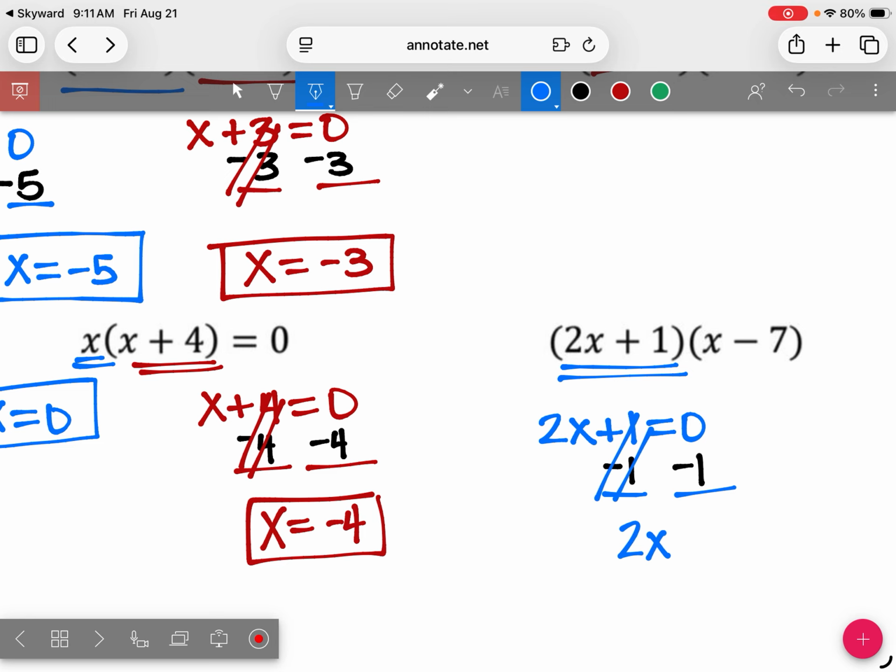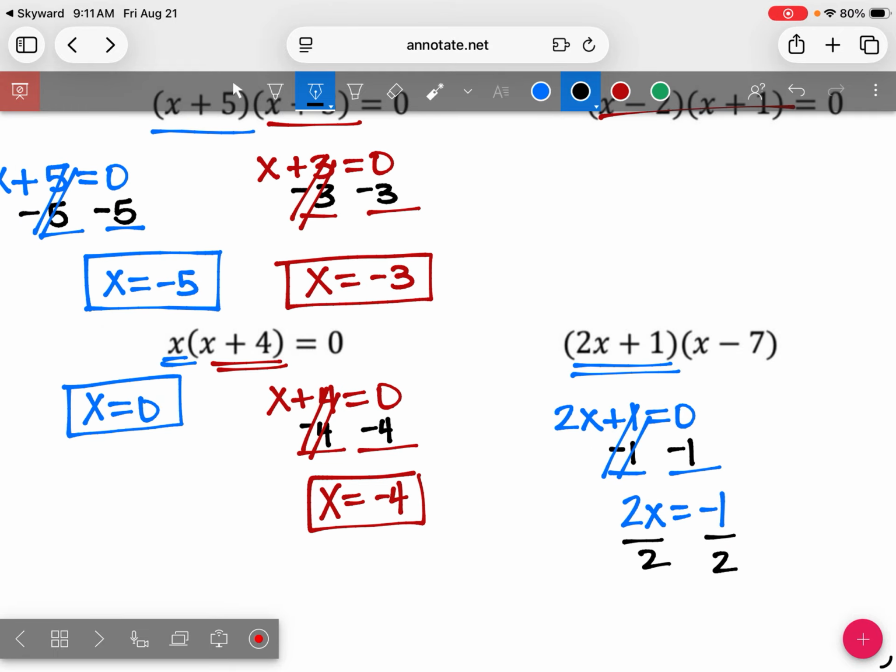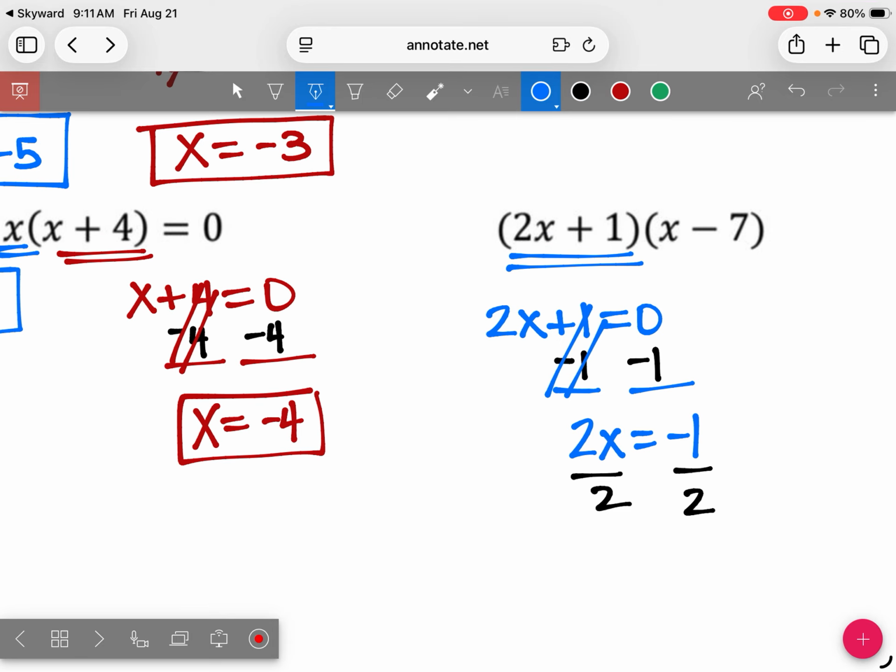Zero minus 1 is -1. And then how do I get rid of the 2? What's the opposite of multiplying by 2? Dividing by 2. So my first solution would be -1/2. Now, I normally keep my answers as fractions, but I will also accept a decimal. So if you wanted to write it as -0.5, that would be fine also.